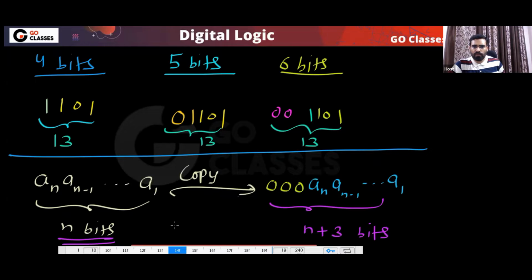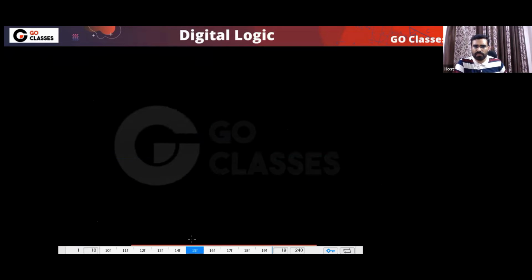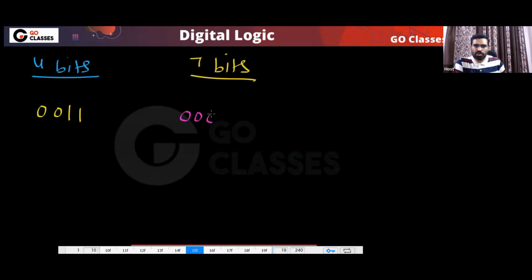Whatever data you have, you will put zeros in front. Correct? Like in 4 bits, if you have the data 0, 0, 1, 1, then in 7 bits it will become 0, 0, 0 and 0, 0, 1, 1. Now in 4 bits, if your data is 1, 1, 0, 0, this data is 12. So in 7 bits, what will it become?